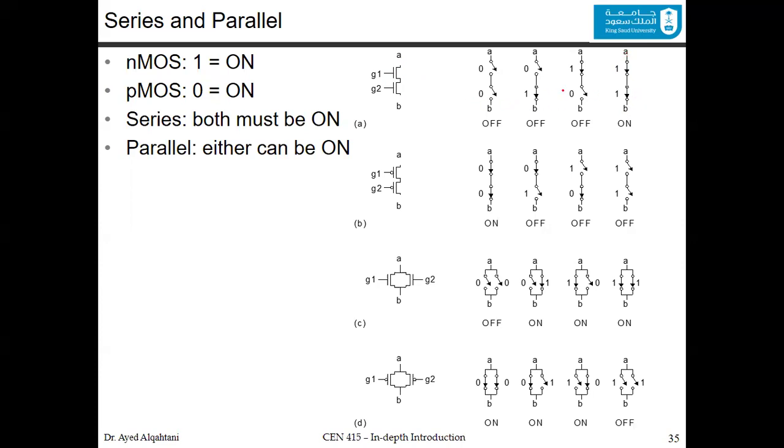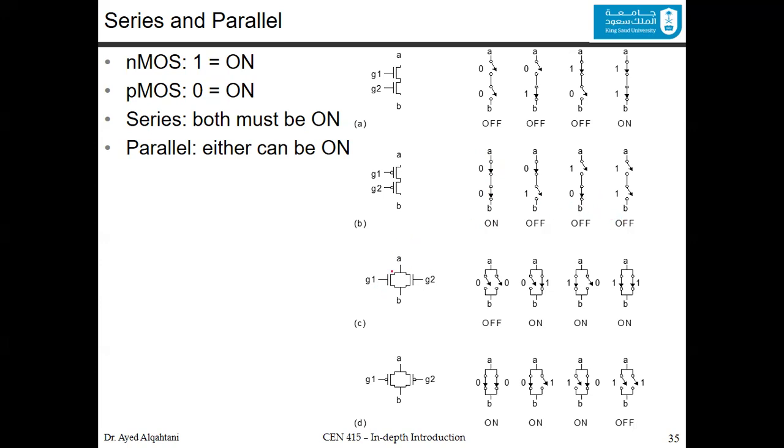Any other scenario, you will have a disconnection in the path and there won't be any connection between A and B, so we call it an off path. Now, for the PMOS, it's a similar case, but now both of them must be 0 to have the connection from A to B. Otherwise, you won't have a connection.